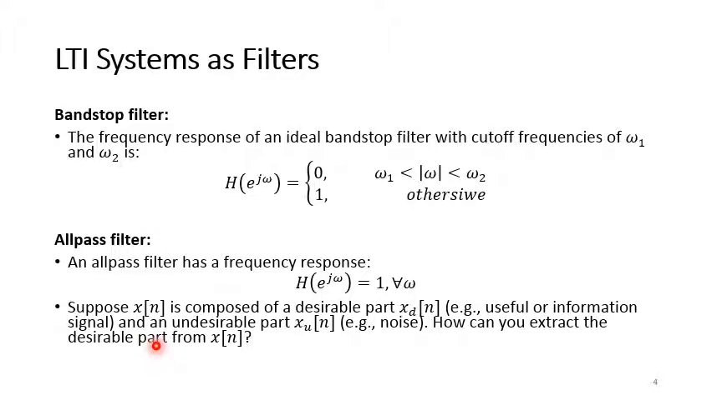So suppose we have a signal x of n that is composed of a desirable part, which is x of d, right? We also call it the useful or information signal, right? And an undesirable part, u of n, for example, we call it noise. So how can you extract the desirable part from x of n?